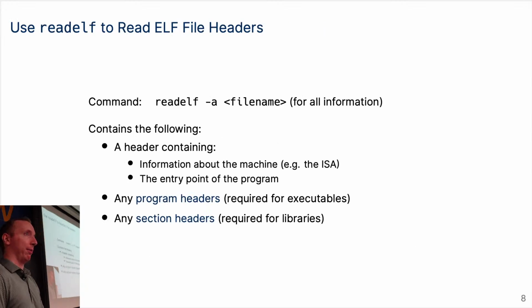If you want to read into the executable file format a bit, I don't suggest you really do it. This is just for curiosity's sake. You can use a command called readelf that will give you all the information about it. It contains a header which has things like what operating system this should run on and what architecture it was made for. Most importantly, it has the entry point of the program, so what instruction to start executing at, which will basically initialize your program counter. It has some other stuff in it, like program headers that are required for executables and section headers that are required for libraries. You don't actually have to know that.